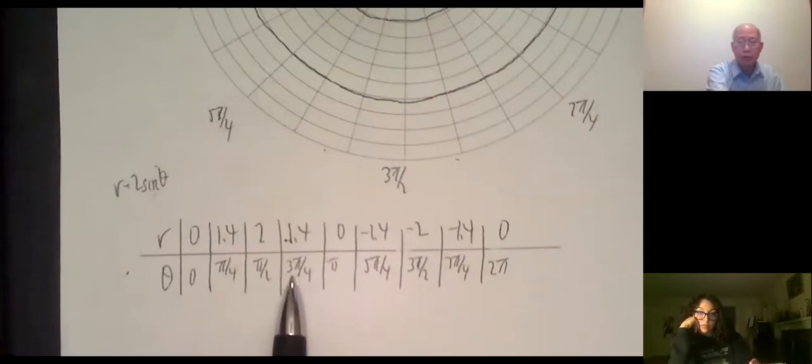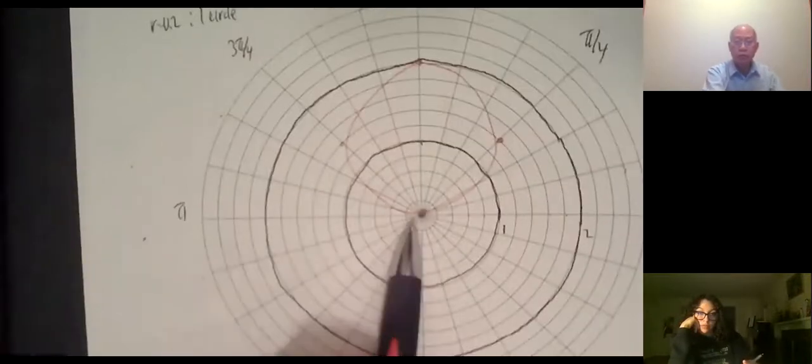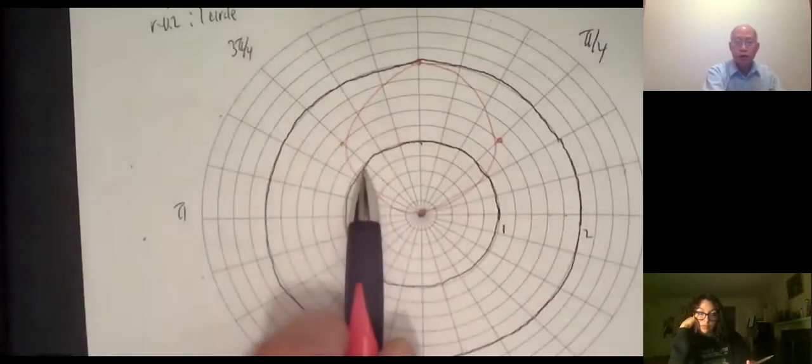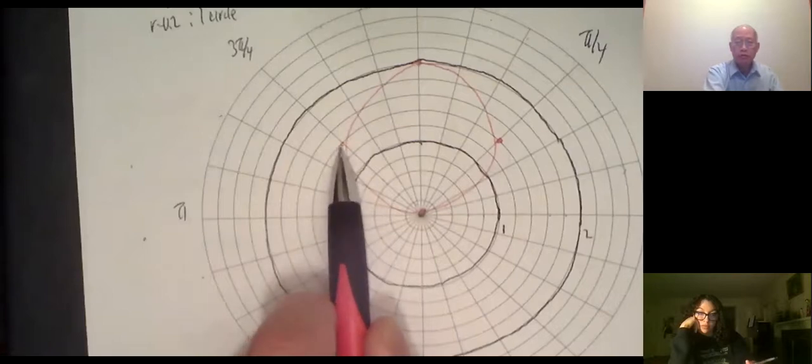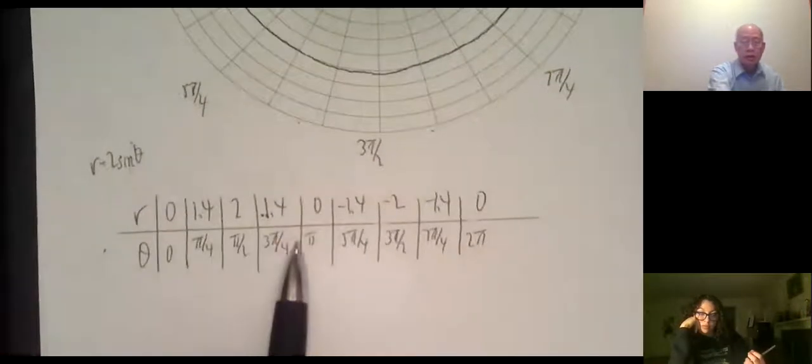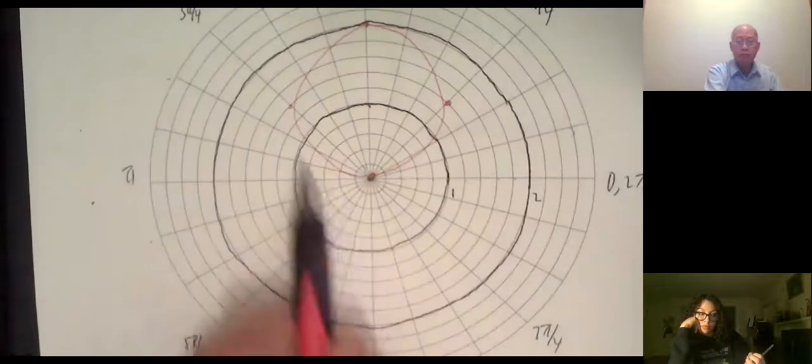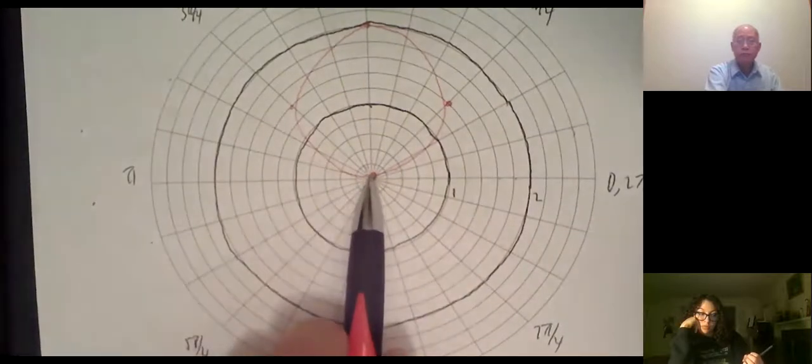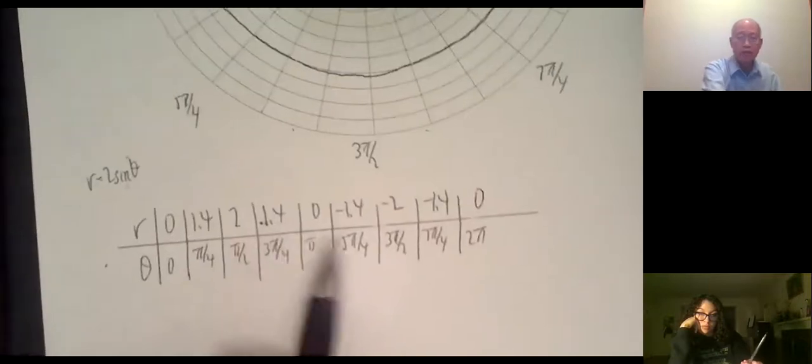3 pi over 4, back to 1.4, so 1.2.4. And then pi, I come back into the pole. So where's the rest of the graph? It just doubles back on itself.